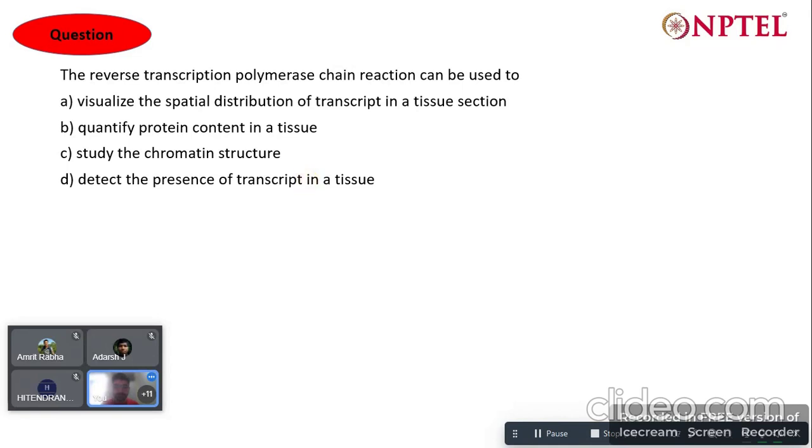Hello, am I audible? Okay, so let's move on to the next question. So, the reverse transcription polymerase chain reaction can be used to: option A, visualize the spatial distribution of the transcript in a tissue section; option B, quantify protein content in a tissue; option C, study the chromatin structure; or option D, detect the presence of transcript in a tissue. So reverse transcription PCR is basically used to detect the presence of a transcript in a tissue. So option D is correct.